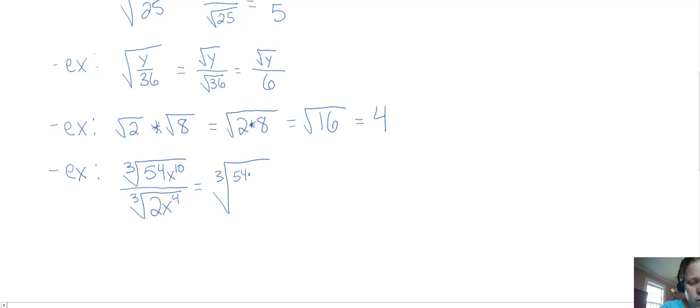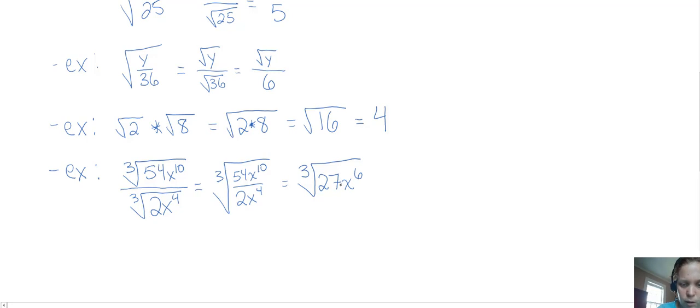So if I make this cube root of 54x to the 10th over 2x to the 4th, all in one radical. Okay, now I'm going to simplify because it looks like I can do 54 divided by 2, which is 27. And then x to the 10th divided by x to the 4th. So I'm using my quotient rule of exponents here. 10 minus 4 is x to the 6th.